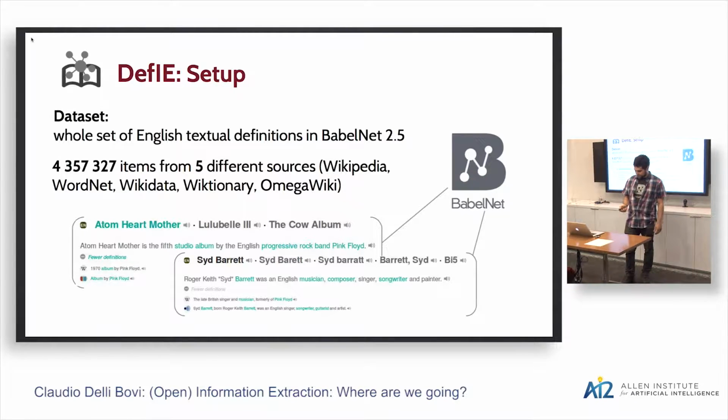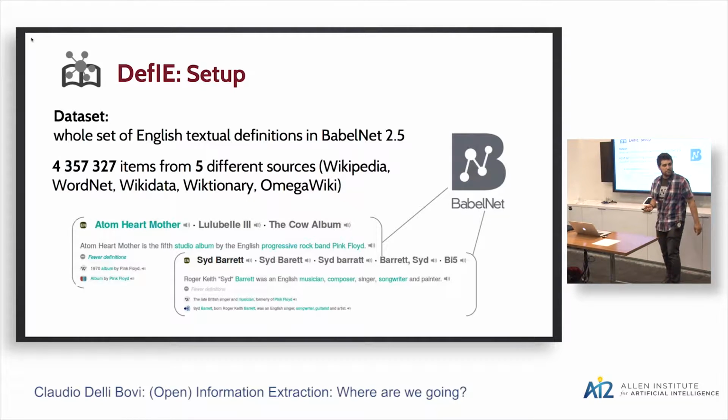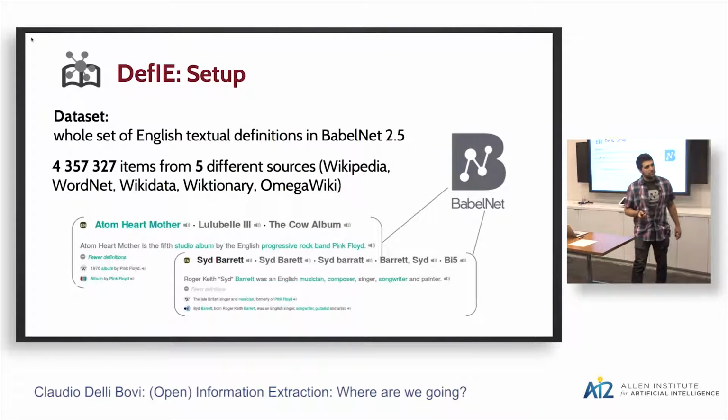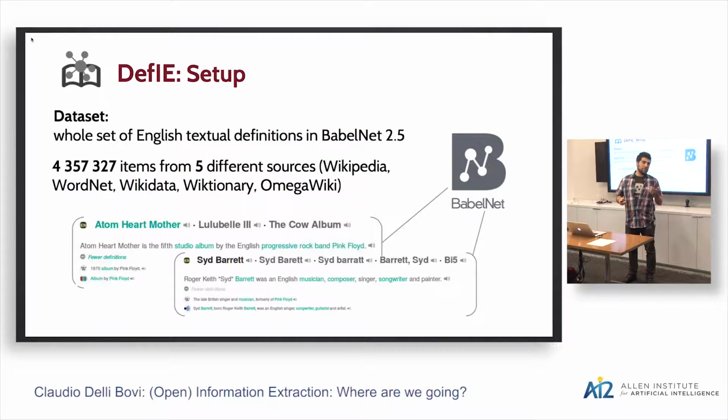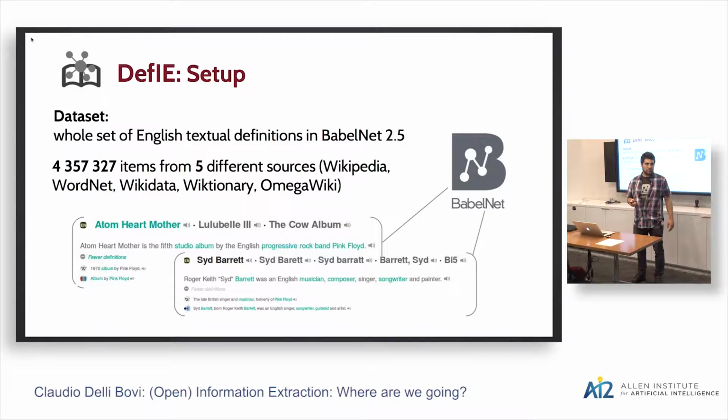Is an item a proper noun or a noun phrase? No, by item I mean just an element of that set, just a definition. We have 4 million and so on definitions. Are the things being defined restricted to any particular syntactic category? No, they're just all the entries inside BabelNet, basically.